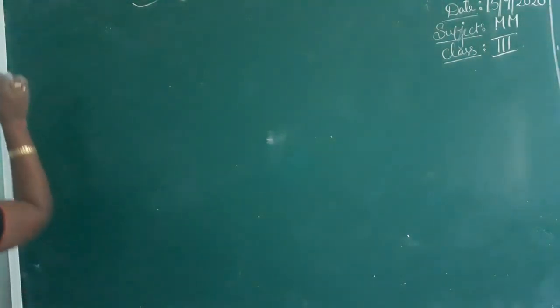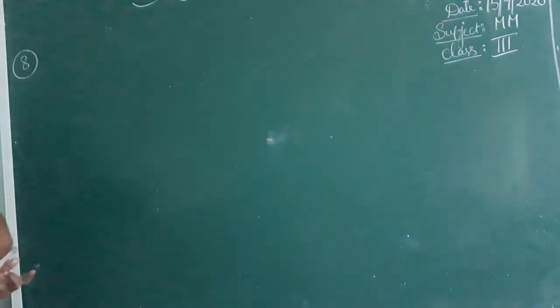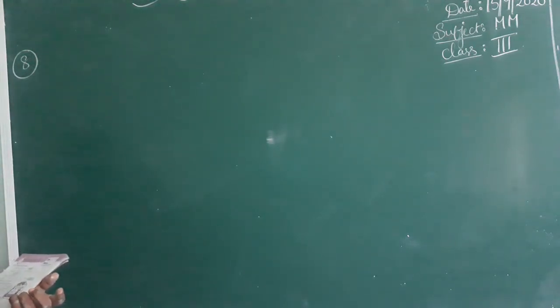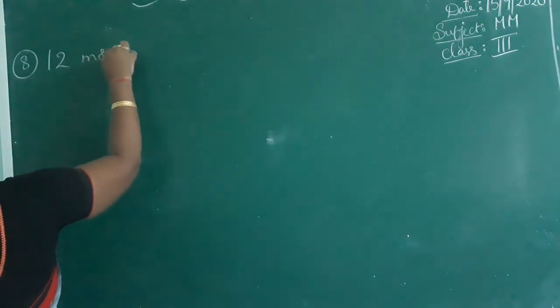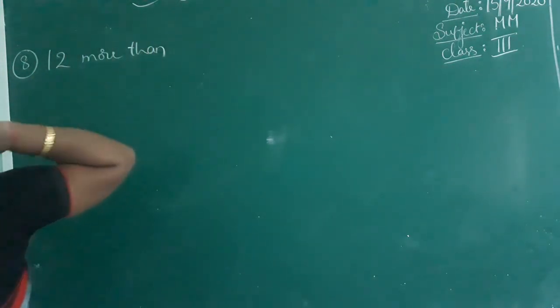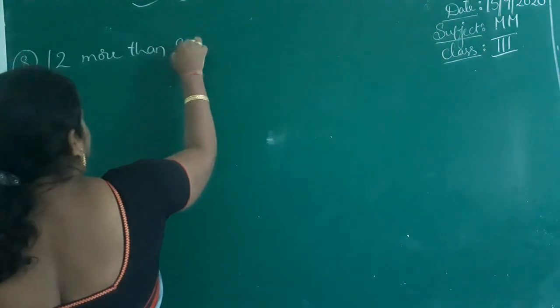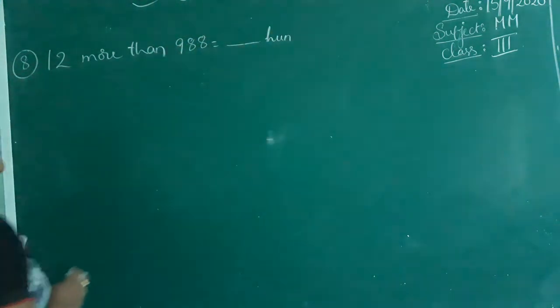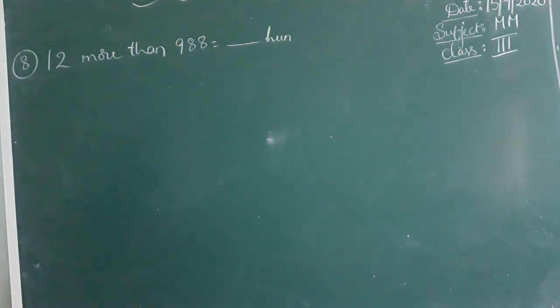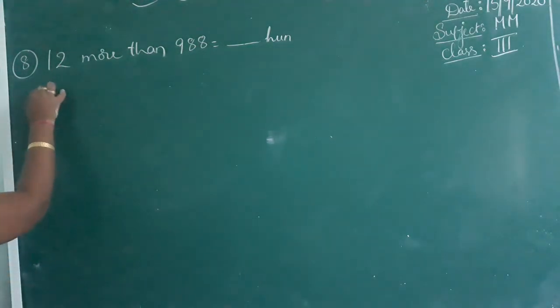See the eighth one. 12 more than 988 equal to how many hundreds? 12 more than means addition. That means to 988 you have to add 12. Yes? So add.